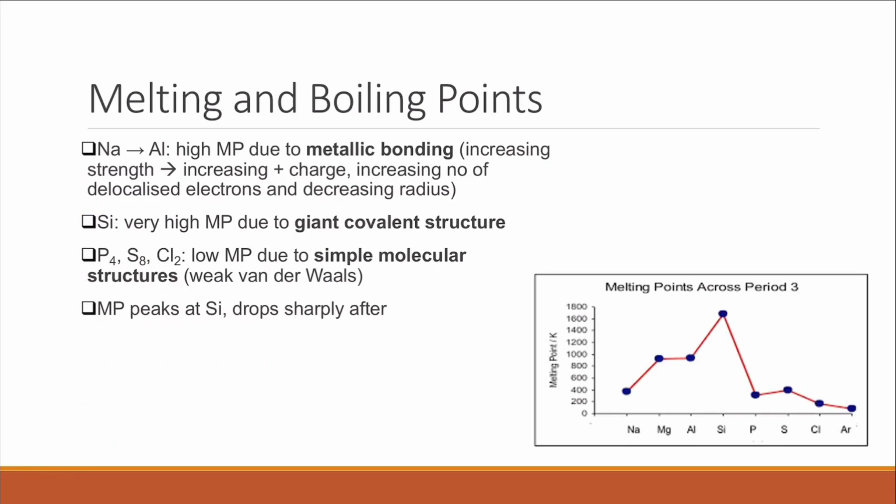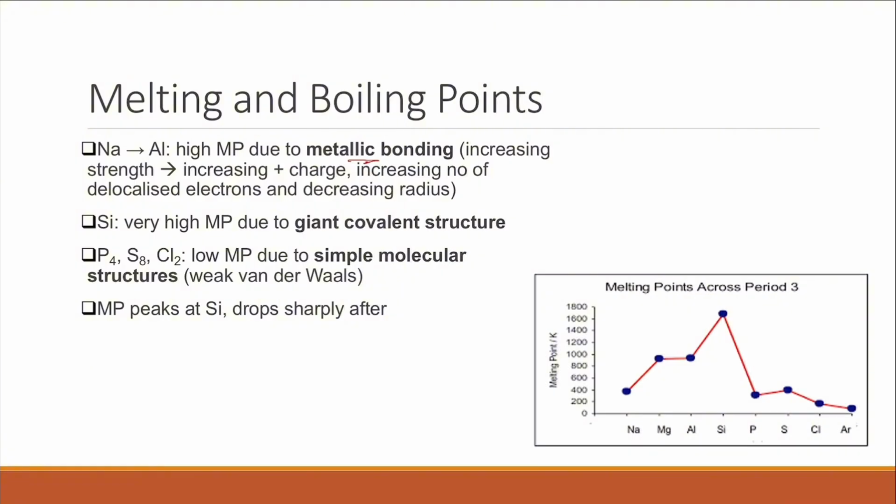Melting and boiling point. From sodium to aluminum, there will be a high melting point. This is because they have metallic bonding. And the melting point will increase in strength as you go to the right because there is an increase in the positive charge from +1 to +2 to +3, and there is an increase in the number of delocalized electrons as well, and a decrease in the radius. So there will be stronger attraction between the delocalized electrons and the positively charged ions.